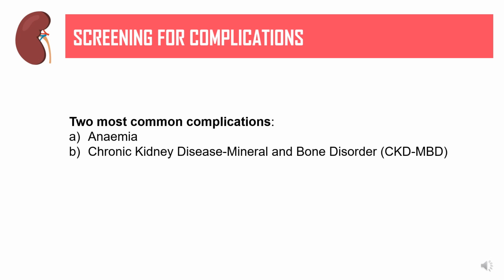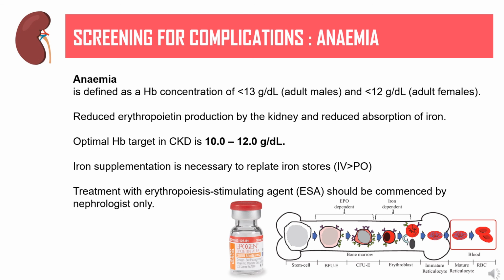The two most common complications of CKD are anemia and chronic kidney disease mineral and bone disorder, also known as CKD-MBD. Anemia is defined as a hemoglobin concentration of less than 13 g per dl for adult males or less than 12 g per dl for adult females. This is because of reduced erythropoietin production by the kidney and reduced absorption of iron.